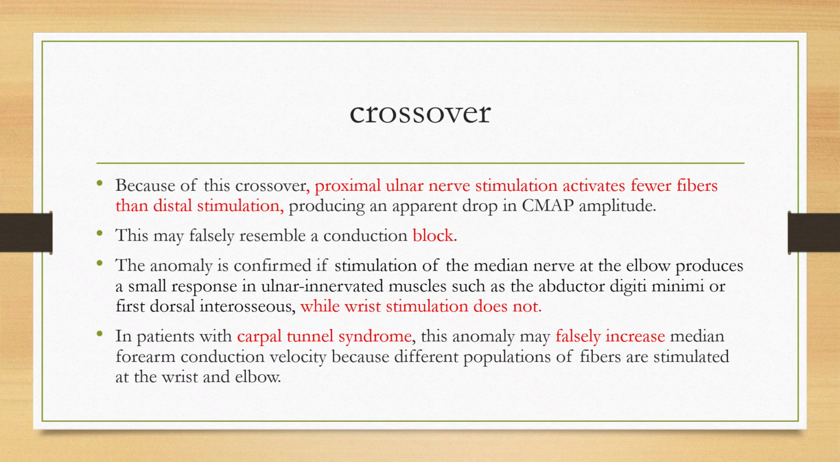The anomaly is confirmed if stimulation of the median nerve at the elbow produces a small response in ulnar innervated muscles such as abductor digiti minimi or first dorsal interosseous, while wrist stimulation does not. In patients with carpal tunnel syndrome, this anomaly may falsely increase median forearm conduction velocities because different populations of fibers are stimulated at the wrist and elbow.